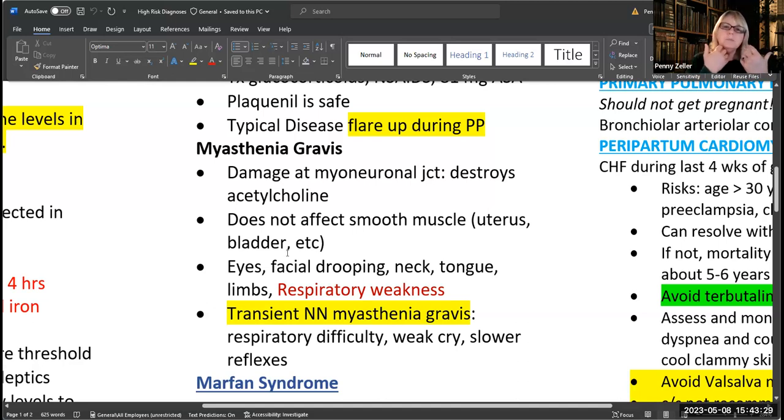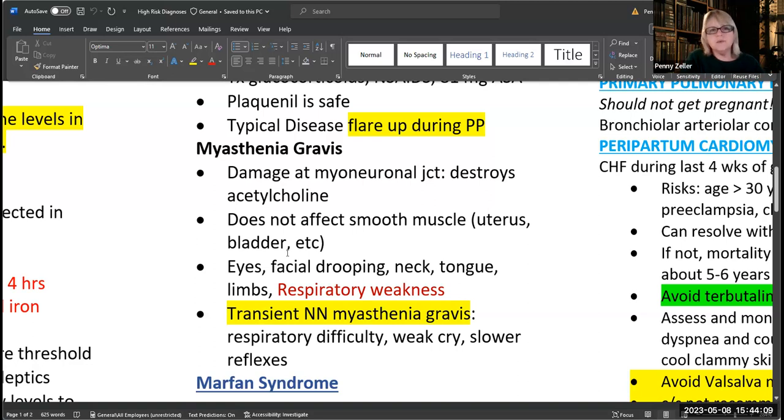You might see some facial drooping on one side or the other, a weak tongue, eyes might be drooping. And then the newborn, the baby she delivers, is affected by this. Temporarily anyway, the newborn might have some respiratory depression, but it will improve and go away unless they also have the disease. Okay. So respiratory weakness is in the mother and then subsequently in the newborn, transient.